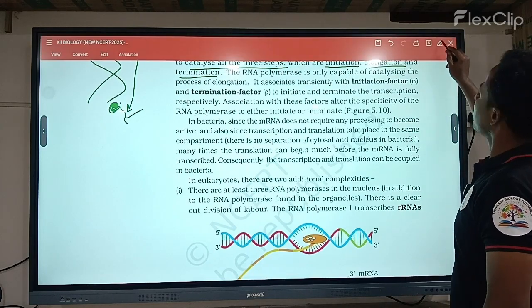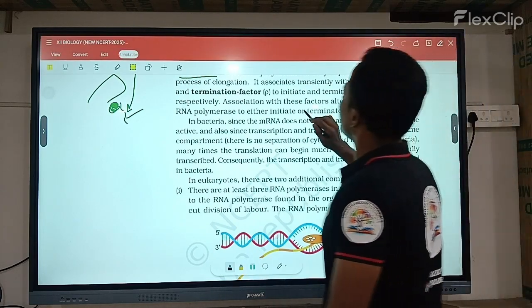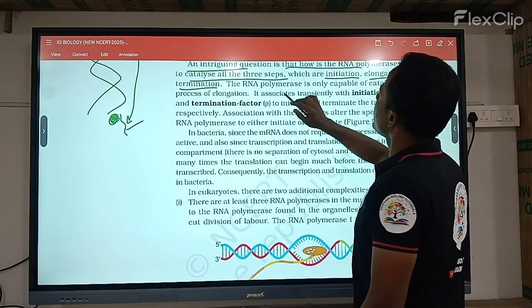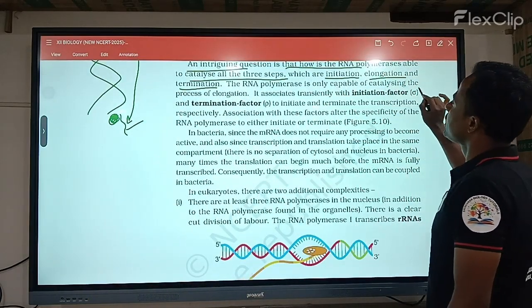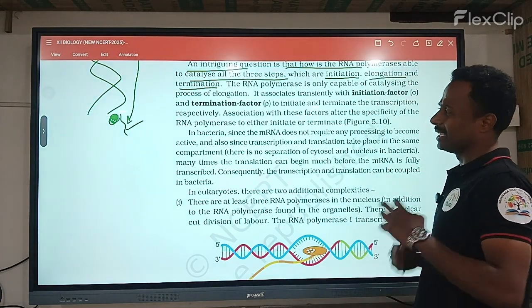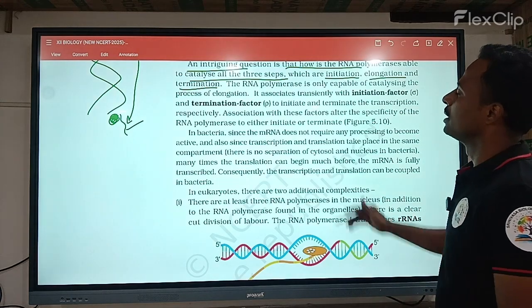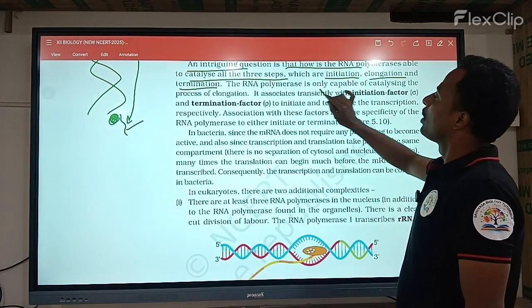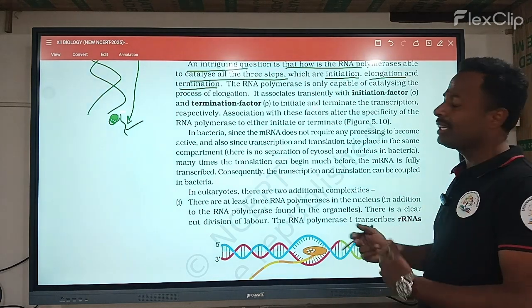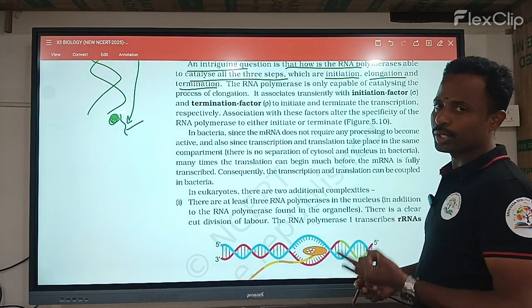Now here, see RNA polymerase. This RNA polymerase is mostly capable of catalyzing the process of elongation. So only one enzyme has the capacity for this whole process. That enzyme is what? RNA polymerase. DNA dependent RNA polymerase has the capacity to do the entire initiation, elongation, and then the termination process.